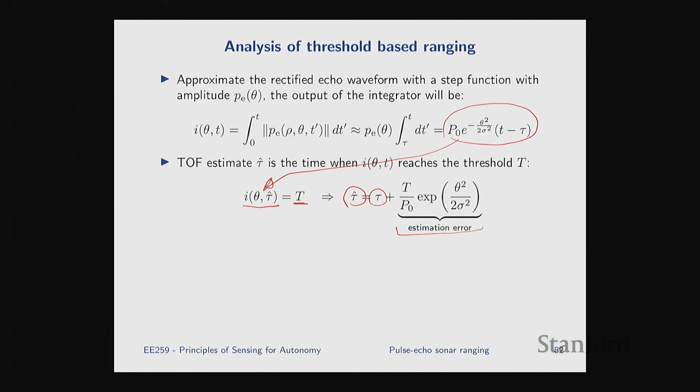It, of course, depends on your threshold. And it seems like this tells me if I want a low estimation error, I should choose a threshold low enough. Why not even set it to 0? Set it to 0, the error term goes away, everybody happy. Tau hat equals tau. Why not do that?